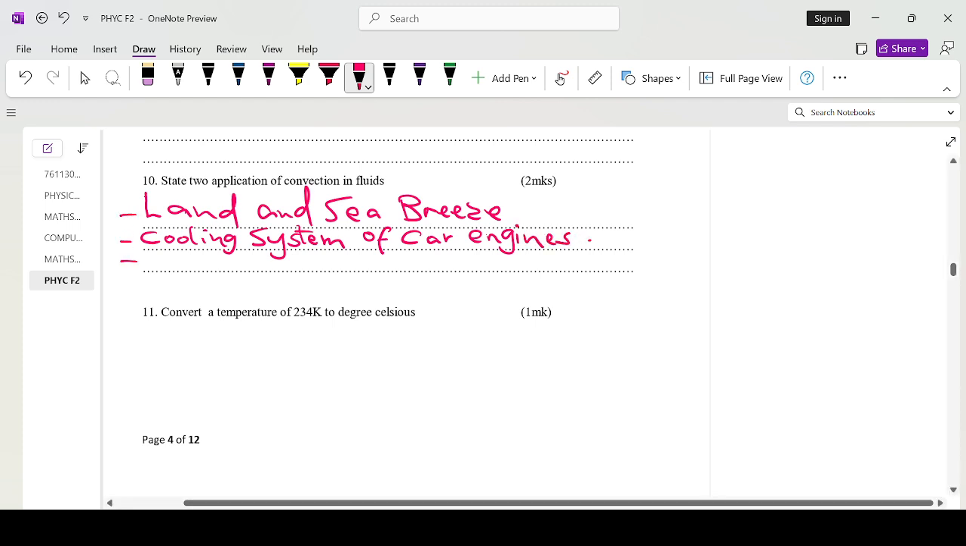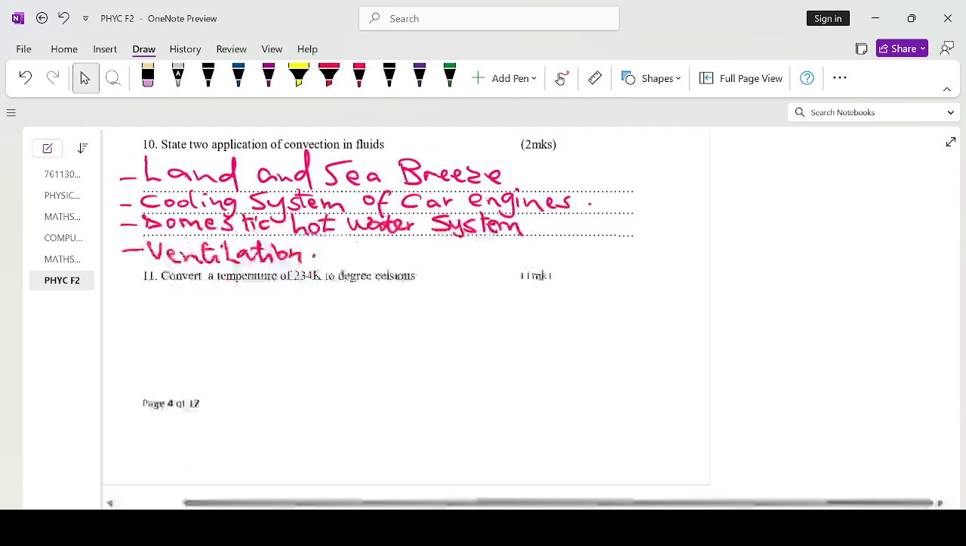Another application I might give is maybe the domestic hot water system. We can also have ventilation. And many more, learners. So those are just some of the few applications you should be able to explain.